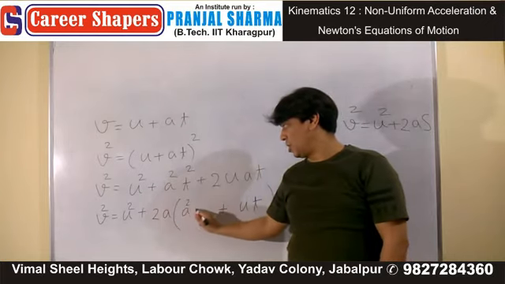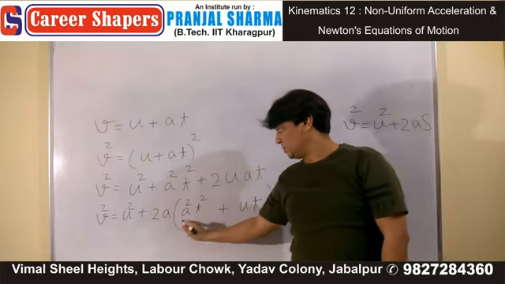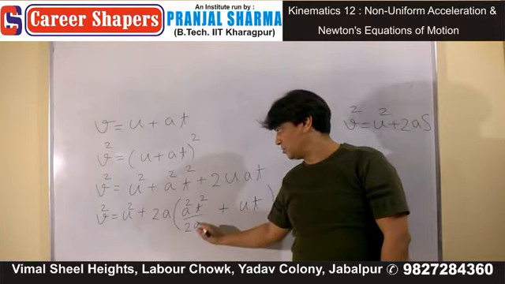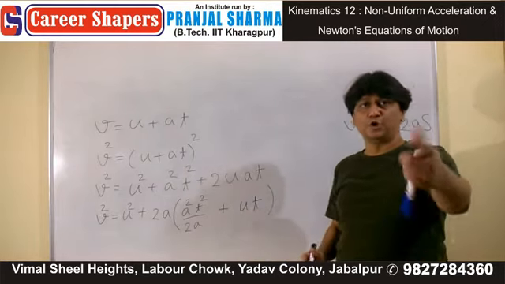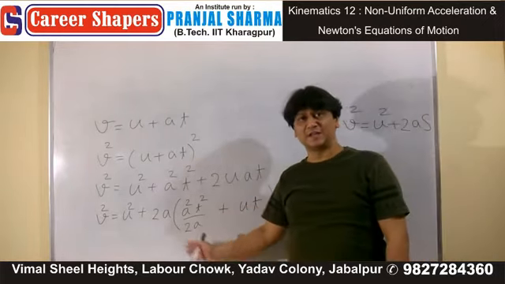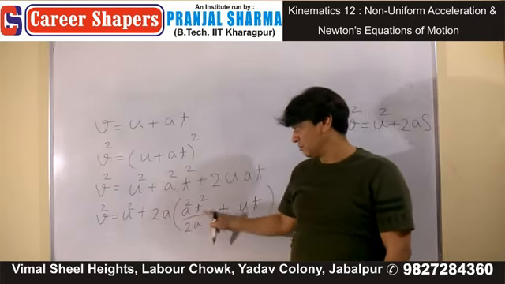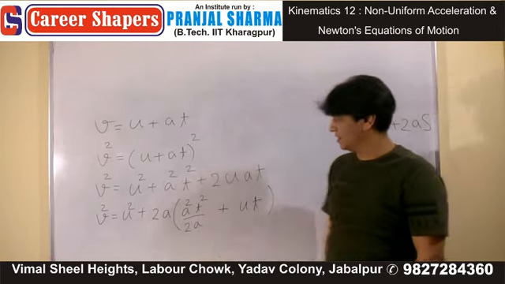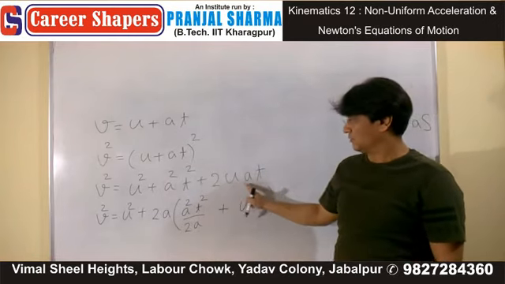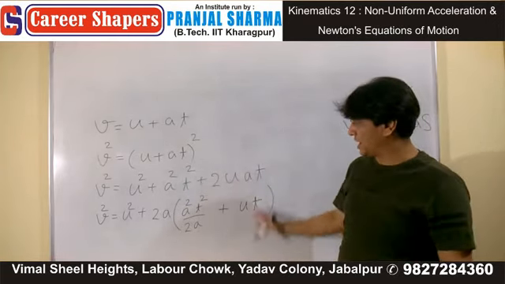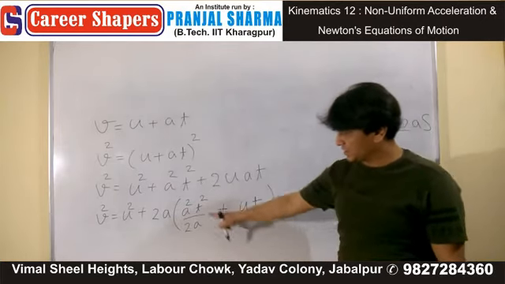Taking something common means you are dividing that by 2a. I hope you know this thing. When you take something common, you're basically dividing that thing. Ultimately, 2a gone. This is a square t square. From this, directly you can remove this 2a part. What is this?